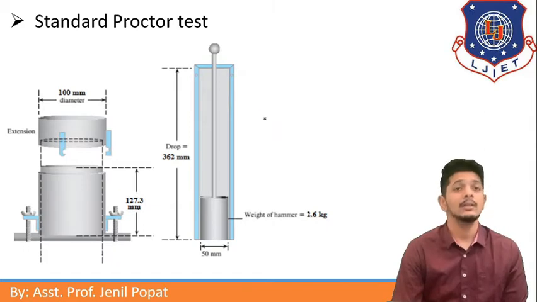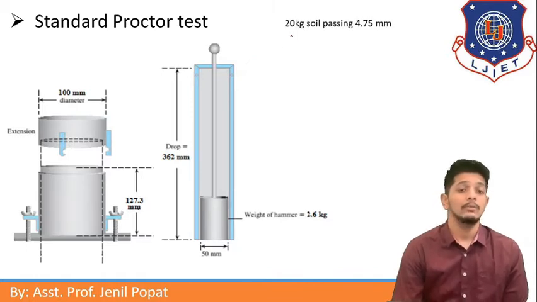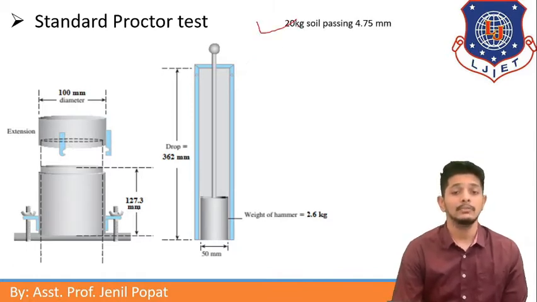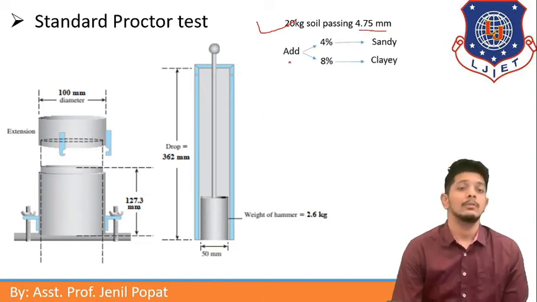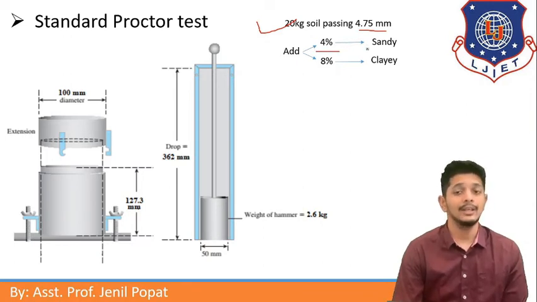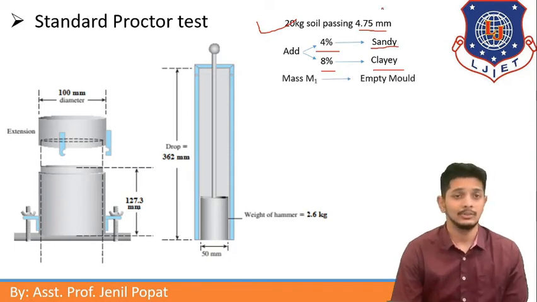Let us understand the step-by-step procedure for the standard Proctor test. We have to take 20 kg of soil passing through a 4.75 mm IS sieve first. We have to add 4% water if the soil is sandy, but if the soil is clay, we have to add 8% water content. After adding water, we have to let the soil set. After that, we will grease the mold, weigh the empty mold and name the mass M1.